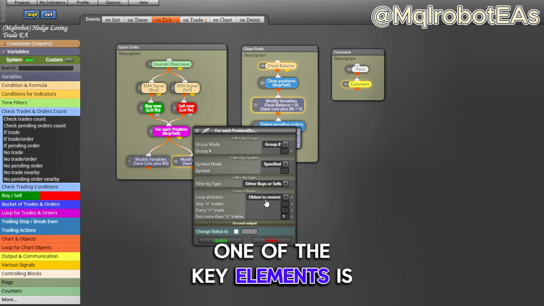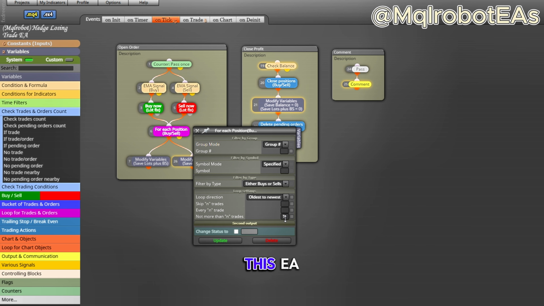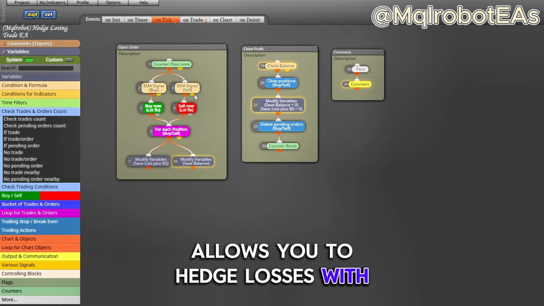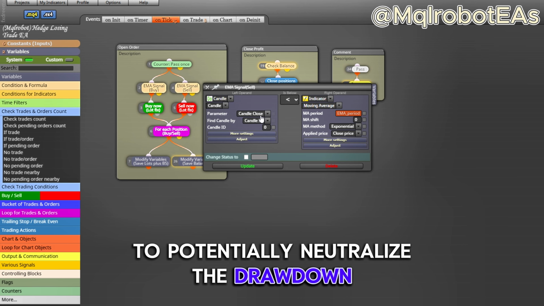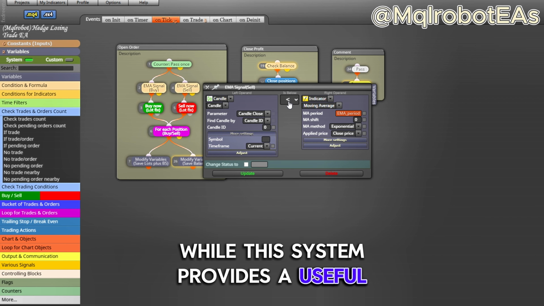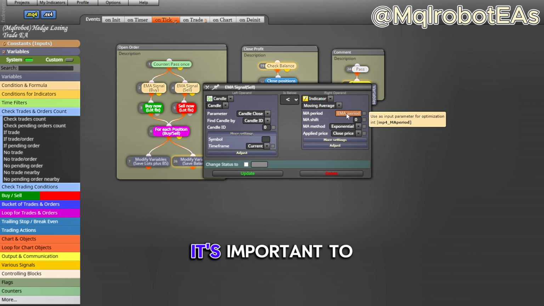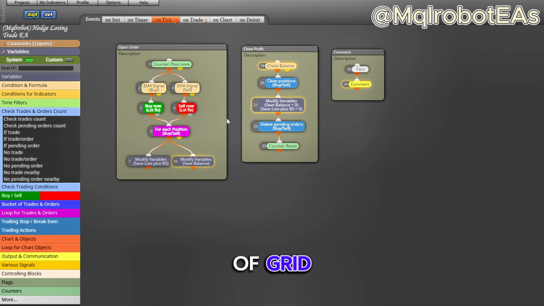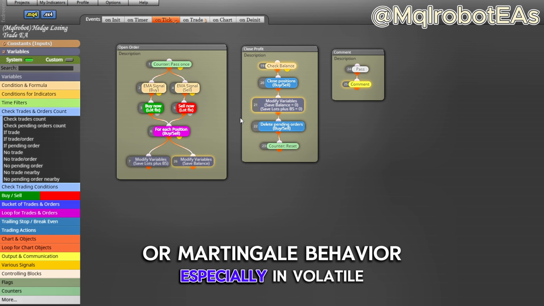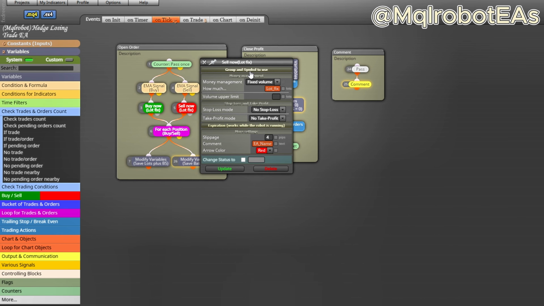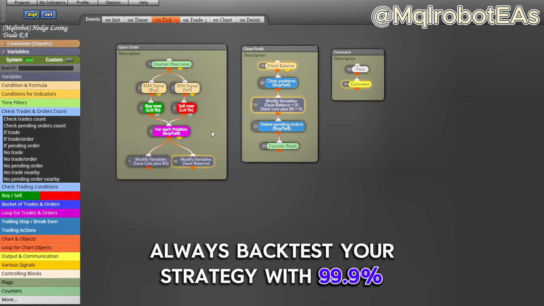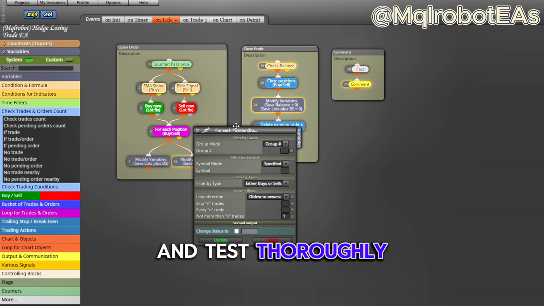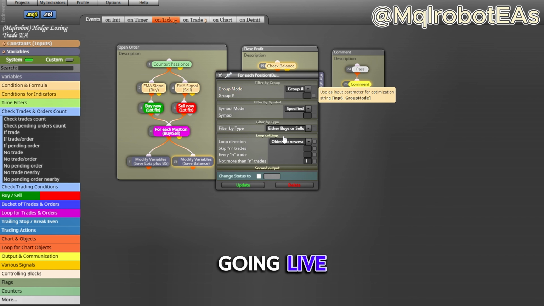One of the key elements is risk management. This EA allows you to hedge losses with increasing lot sizes to potentially neutralize the drawdown. While this system provides a useful automation approach, it's important to understand the risk of grid or martingale behavior, especially in volatile markets. Always backtest your strategy with 99.9% tick data and test thoroughly in demo before going live.